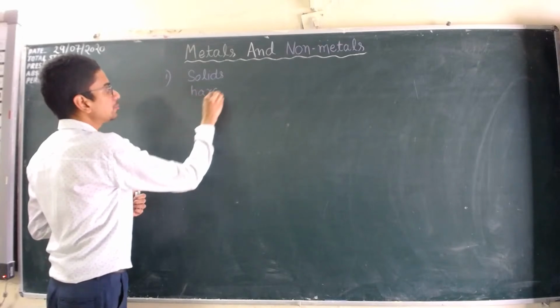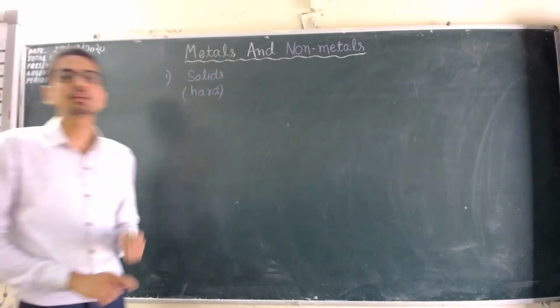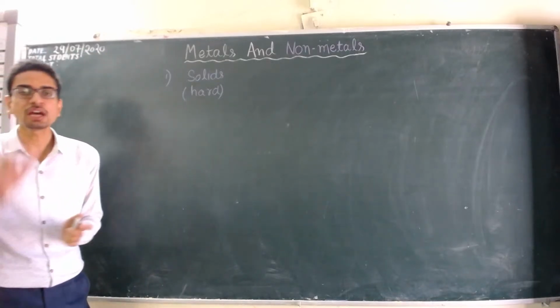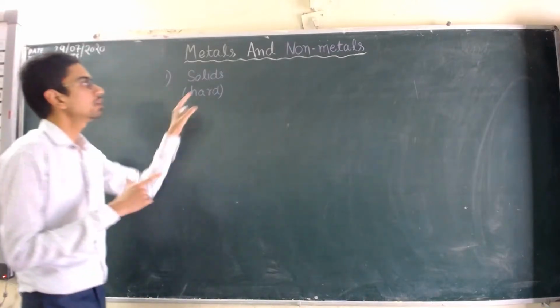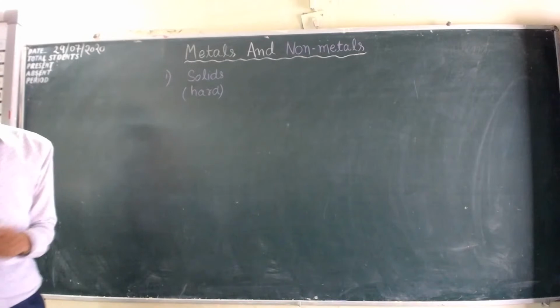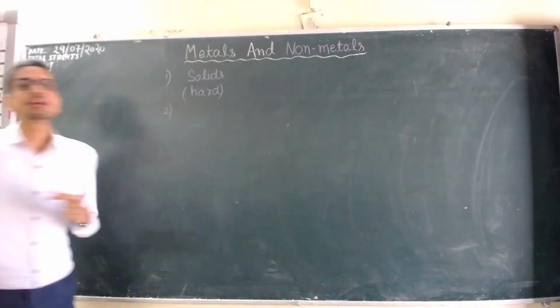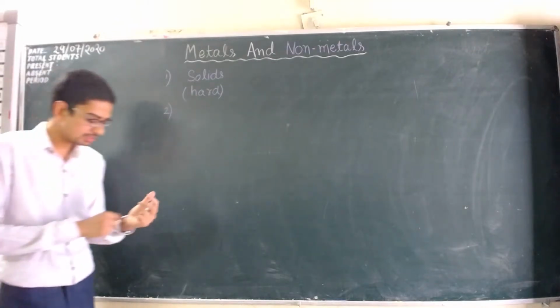But there is one exception: one metal is not solid. That metal is mercury. The mercury in a thermometer is liquid. So there is one exception among solids, that is mercury. Metals are solids and hard substances.